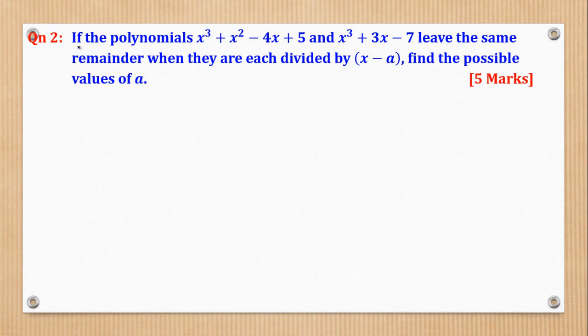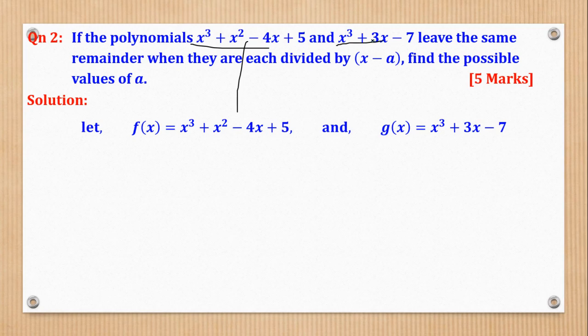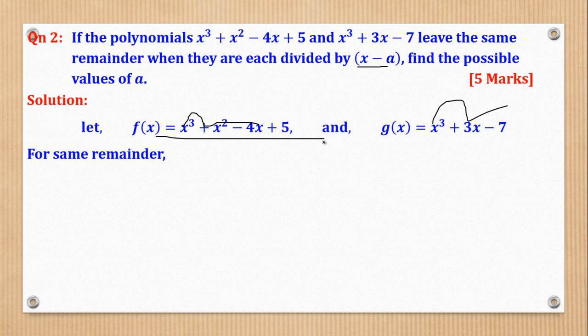Then question 2 says, if the polynomials this and this leave the same remainder when they are each divided by x minus a, find the possible values of a. So here we shall say that let this polynomial be f(x) and this be g(x). And the divisor is x minus a. When you equate it to 0, you get x equal to a. So I will substitute a wherever there is x here to get its remainder, and also a wherever there is x to get its remainder. But they say they are the same, so you can equate the 2.